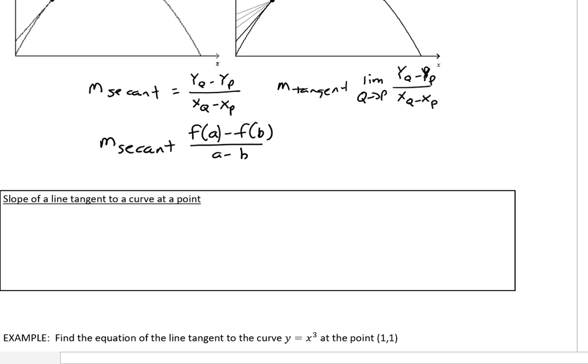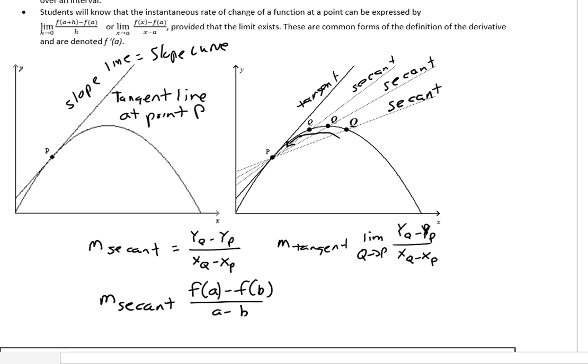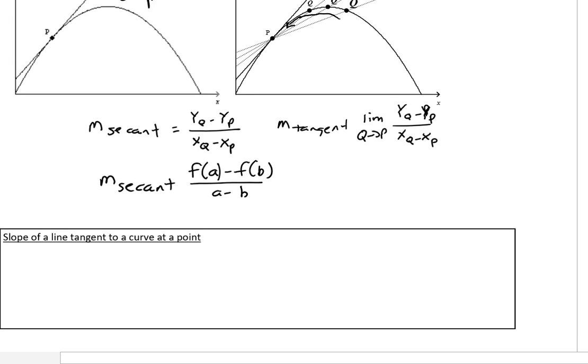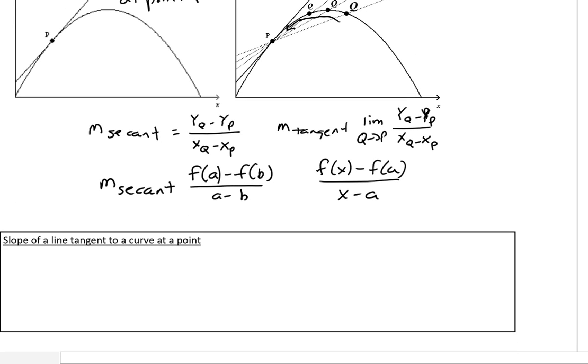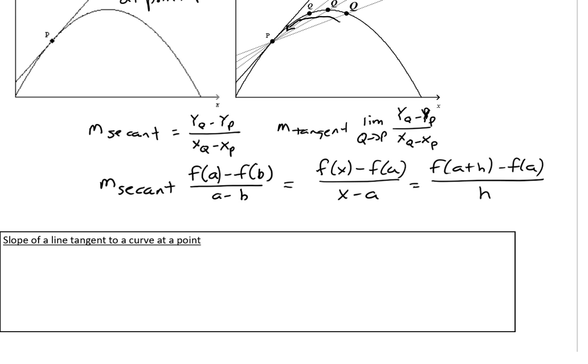Okay? And the way it's written up above here, f of x minus f of a over x minus a. Okay, that's the slope formula. That's y2 minus y1 over x2 minus x1. Okay? And the third way of writing it is f of a plus h minus f of a all over h. And h is just the difference between a and the point that it's getting closer and closer to there.